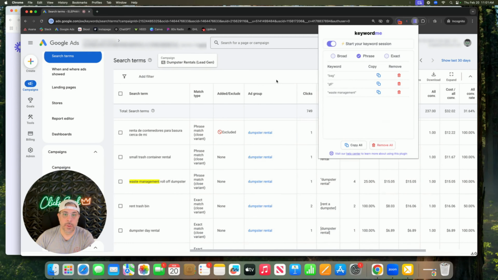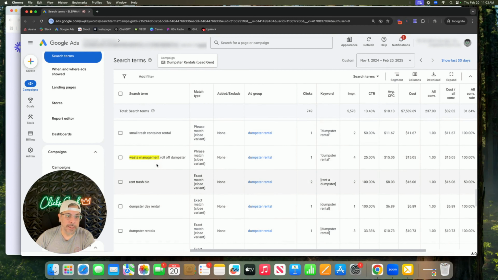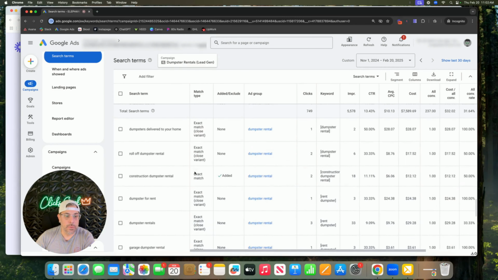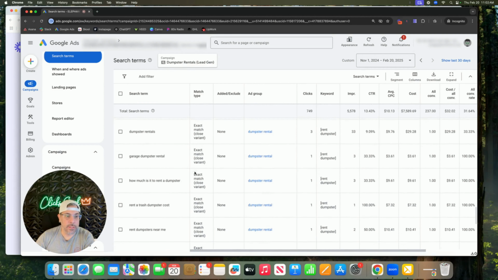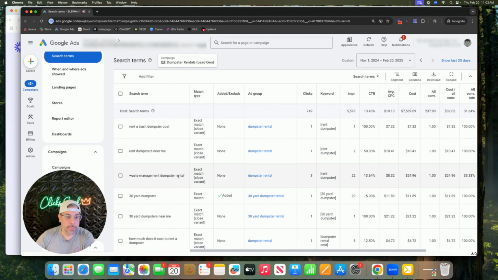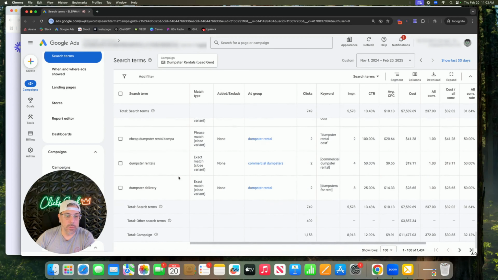And I add my negatives as phrase match, guys. Rent trash bin. That could be, some people call them bins, containers. So I would stay away from that stuff for this guy. So I'm looking for the obvious stuff, the obvious stuff we don't want. And again, we got waste management, but we already grabbed that, so we don't have to do that again. And this is what you're going to do, guys, on a weekly basis.